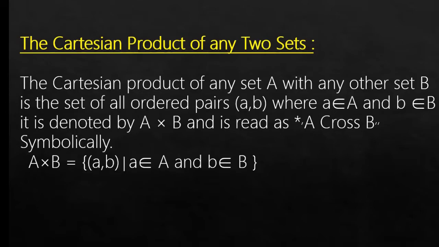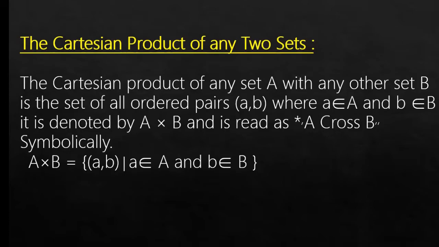What does it mean? I have already told you about the ordered pairs. How can we make ordered pairs? Whenever we have two sets, A and B for example, the set A has one element and set B has another element. So we write them down together in the form of a pair and enclose it in brackets. That is called an ordered pair.